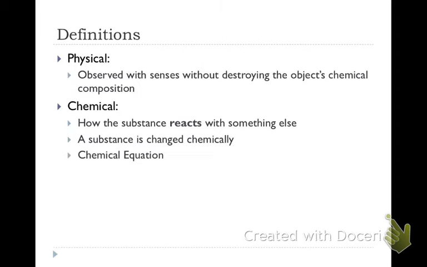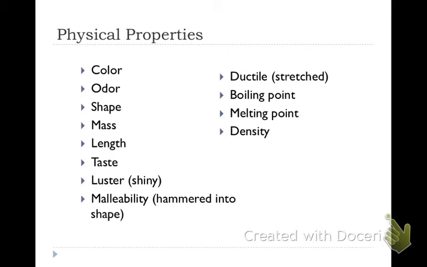So physical, pretty much these are going to be observed with our senses, and we're not going to destroy the composition of any object. For chemical property or chemical change, we're going to see how the substance reacts with something else, and we essentially change what happens chemically. We need something called a chemical equation to help us figure out what's actually happening with these chemical changes as well. And we'll discuss chemical equations later on. We'll be doing a lot of them.